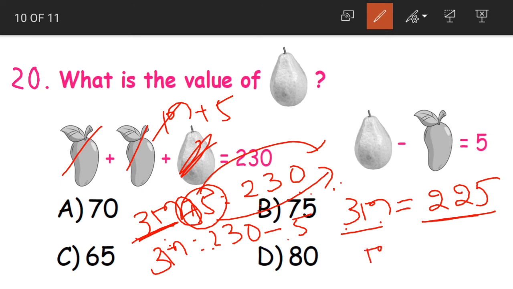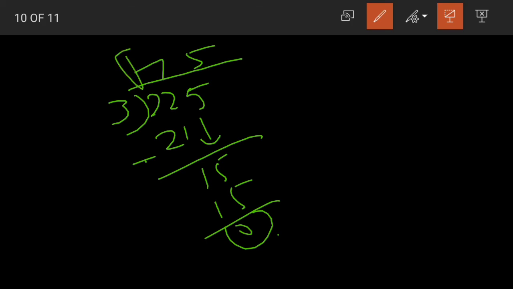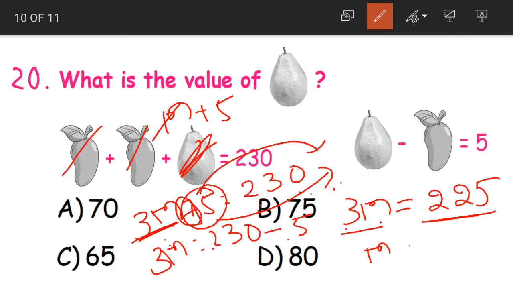Now what will be the value of 1 mango, children? Yes, we need to divide. 225 divided by 3. 3 sevens are 21, minus 1. 5 brought down. 3 fives are 15. 0 is our remainder. What is the answer? 75. Now don't get confused. 75 is the value of mango.